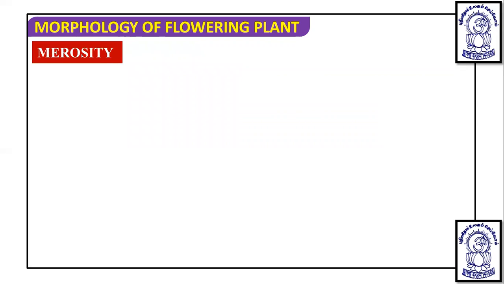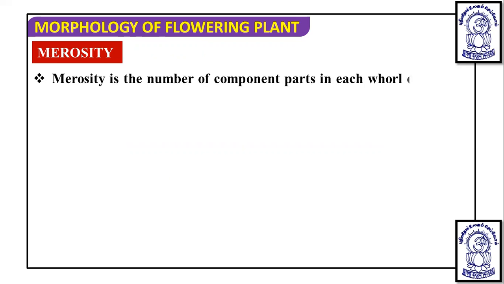So I hope you understood this. That is the symmetry. Now the second part which we are going to discuss is merosity. Now I hope you are wondering, what is merosity? What is it? It is the number of component parts in each wall of a plant structure or a flower structure, we can say.